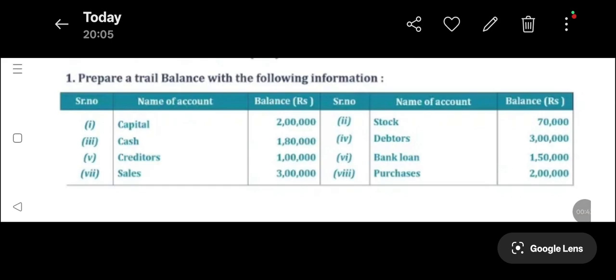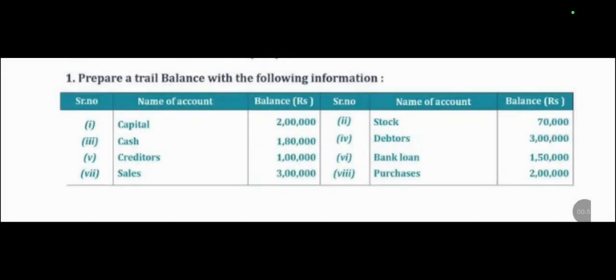Here, the question first, capital account 2 lakh. So usually capital account is under capital and it is credit nature. So while preparing trial balance, it will be on the credit side. Cash account is an asset, so it will be on the debit side. Creditors is a liability, so it will be on the credit side. Sales account 3 lakh, that is an income, it will be on the credit side.